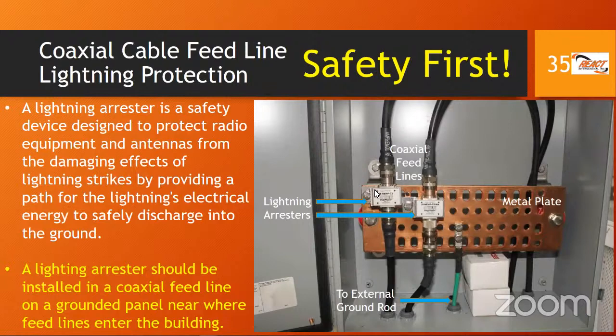So these polyphasers or lightning arresters are used and will help with protection. I mean, lightning is something else, but we want to do all that we can to be safe.